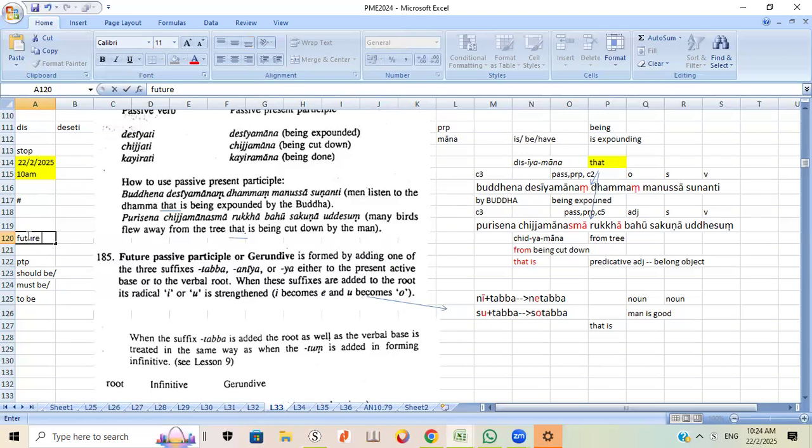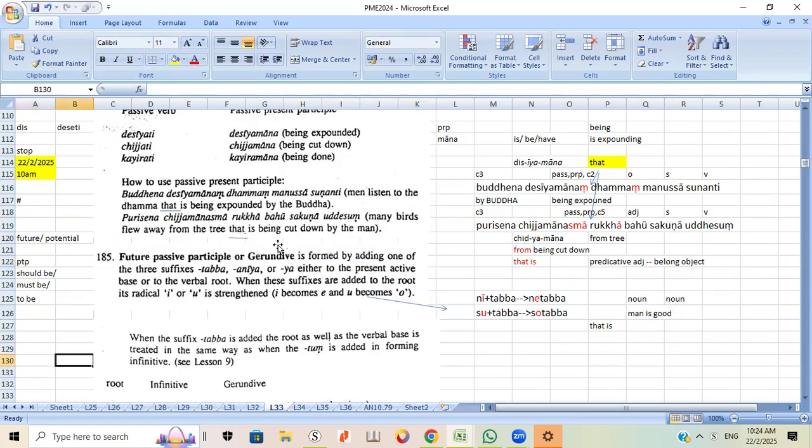The verb abbreviation is future potential. Both of them are potential. They are the same. These two words are exactly the same. Some books use future, some books use potential. So it doesn't matter whether you use potential or future. PT is potential participle. So either you use one of them, they mean the same.